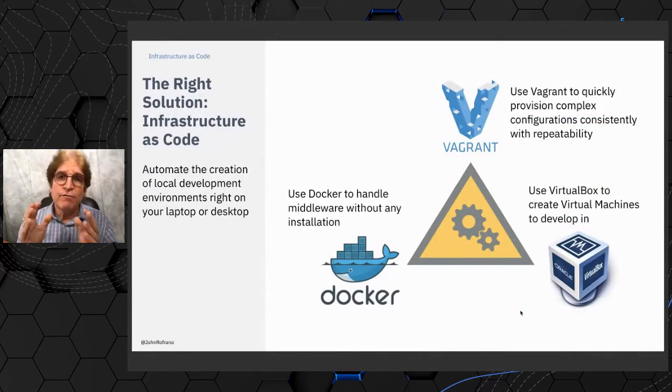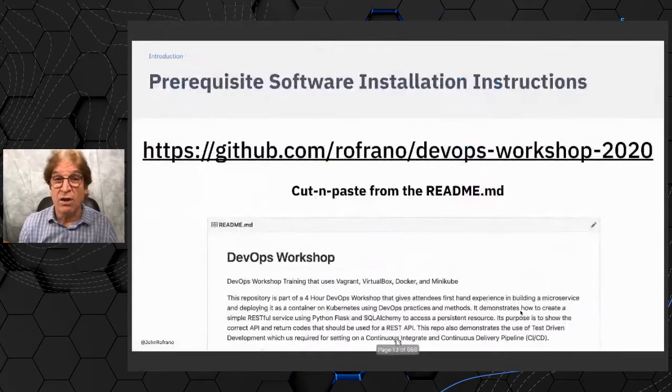I'm going to use Vagrant, VirtualBox, and Docker. Kind of this trinity of software where VirtualBox is going to be our hypervisor, Vagrant is going to automate stuff, and Docker is going to provide all of the middleware.